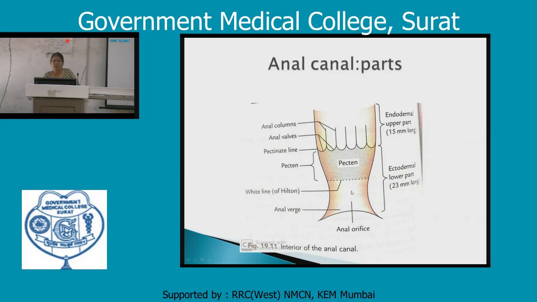But this line of Hilton is at the mucocutaneous junction, between the pecten and the lower cutaneous part of the anal canal. Below Hilton's line it is lined by true skin. Here it is black pigmented skin. Here it is bluish, and this line is in between these two colored areas. It looks white, so it is known as the white line of Hilton. So roughly this anal canal is divided by the pectinate line into upper and lower, and by Hilton's line the lower part is further divided into pecten and cutaneous part.